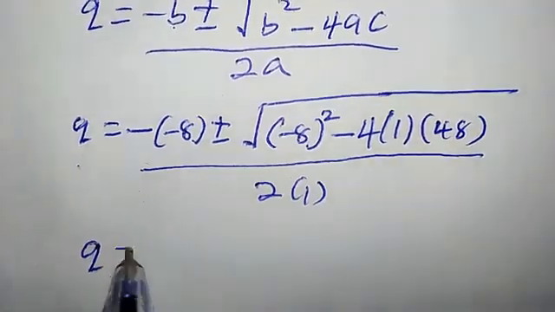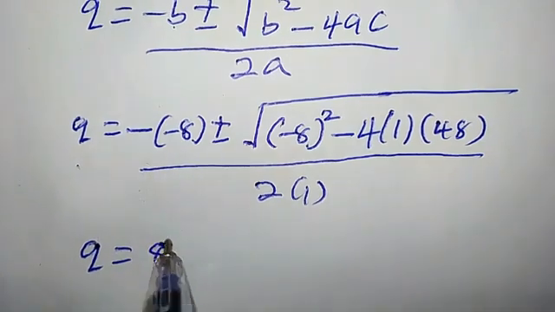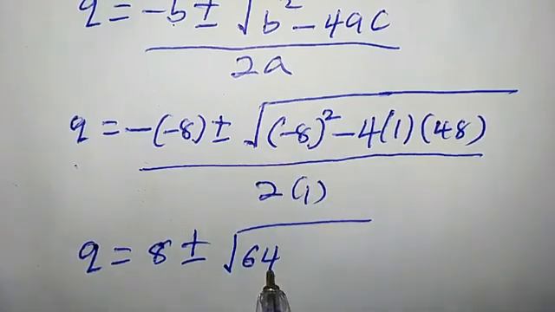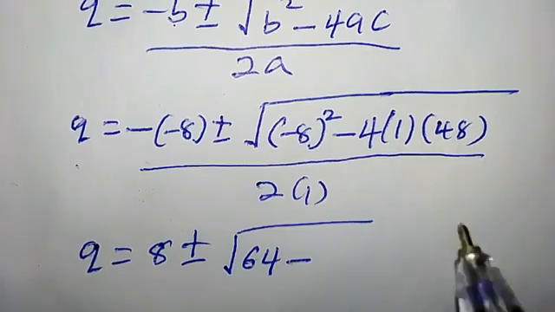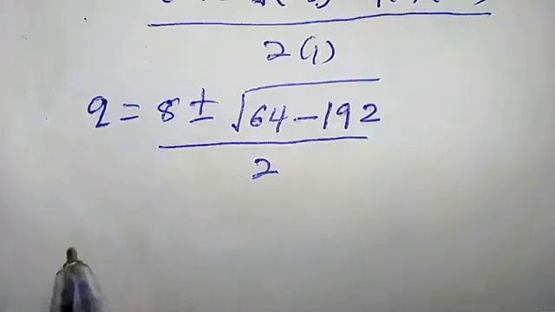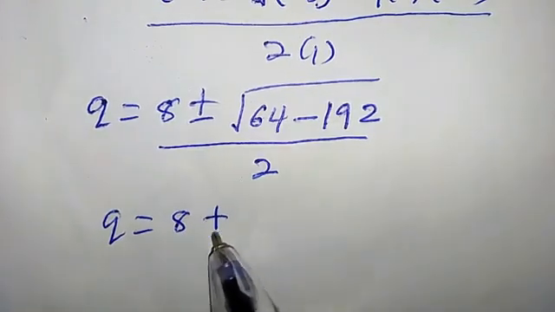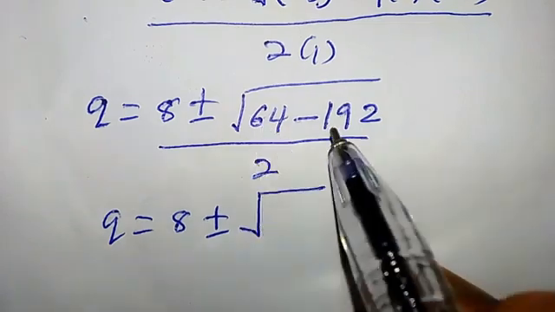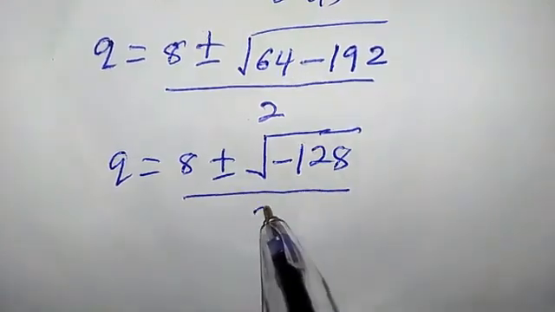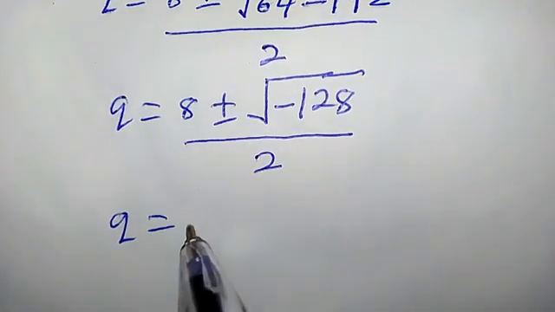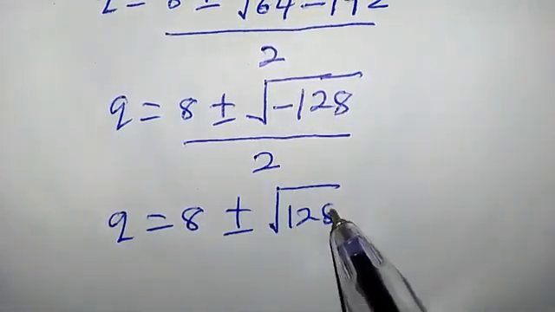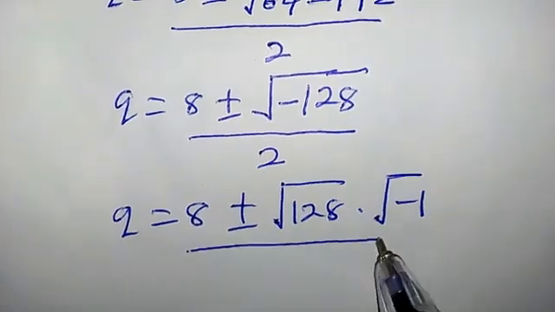Let's proceed further. Q equal to minus times minus 8, that is 8, plus or minus the square root of minus 8 to the power of 2 is 64, minus 4 times 1 times 48, that is simply 192, all over 2 times 1, that is 2. So we have Q equal to 8 plus or minus the square root of 64 minus 192 is negative 128, all over 2. Let's proceed further. Q equal to 8 plus or minus, we can rewrite this as square root of 128 times square root of negative 1, over 2.